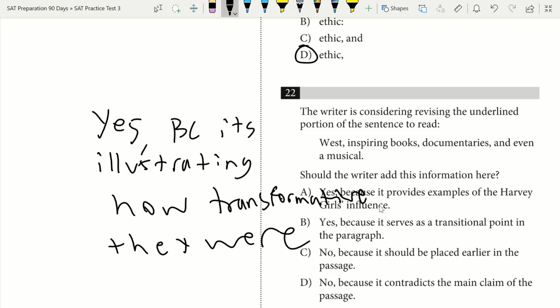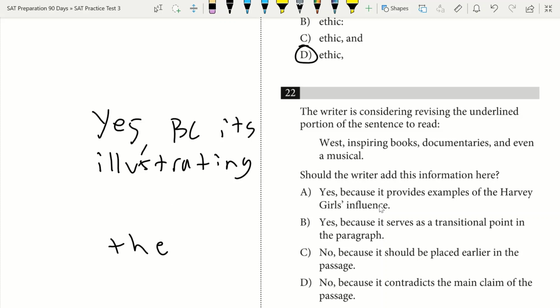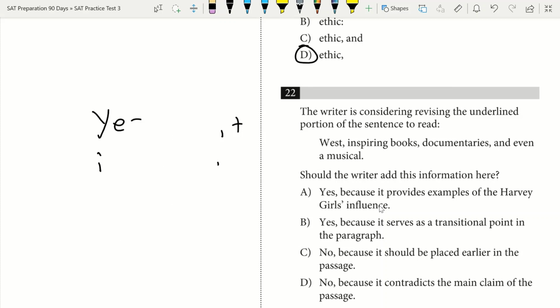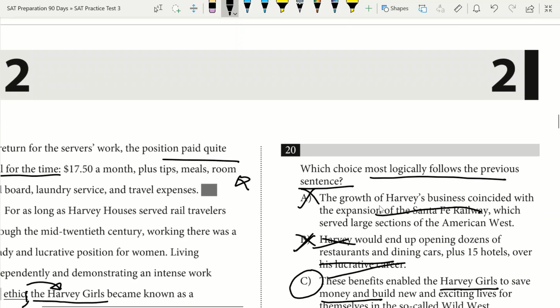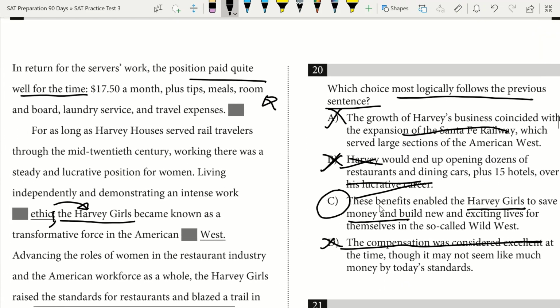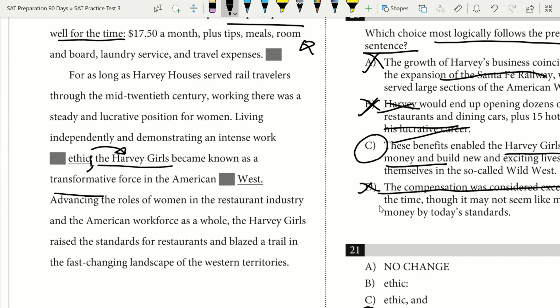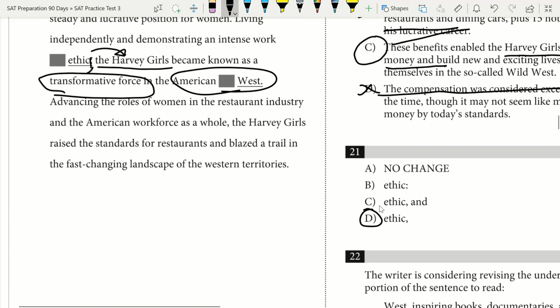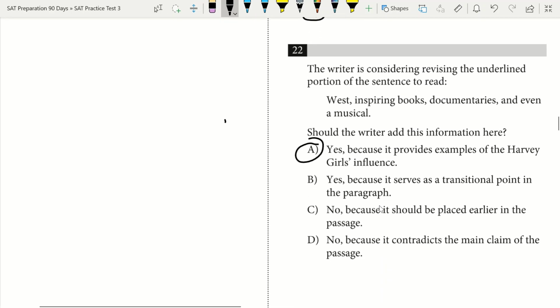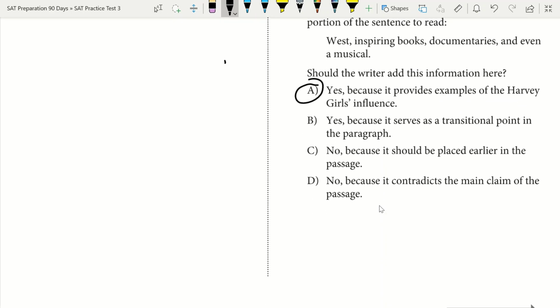And I probably should have just circled an answer choice because my handwriting is really bad. And I'll go ahead and do that right now. All right, so if we look at our answer choices, yes, because it provides examples of the Harvey girls' influence, right? That's going to be our answer there. So we have to add it because we just talked about how the Harvey girls became a transformative force. And now we're illustrating that by showing that there's movies and books written about them and documentaries. So that's really showing how transformative of a force they were.